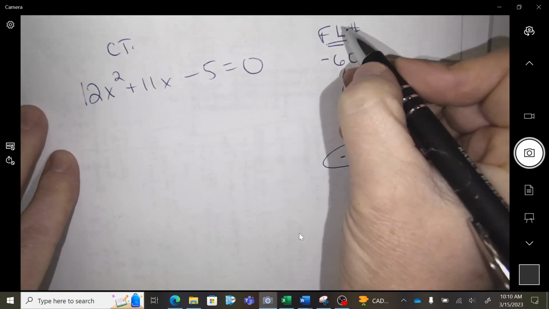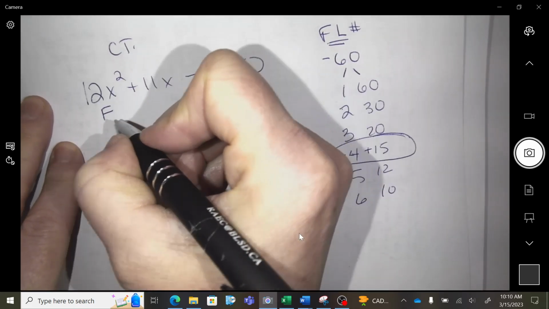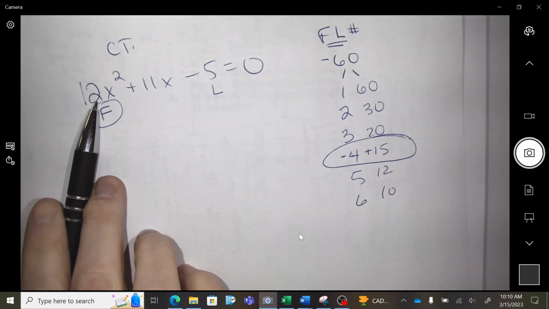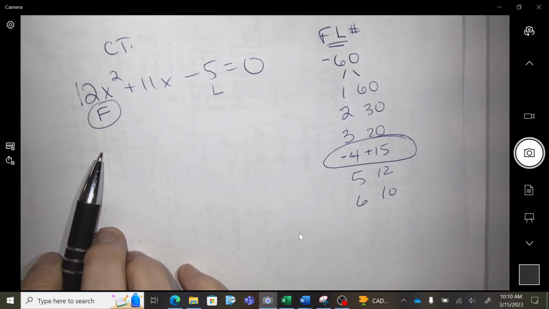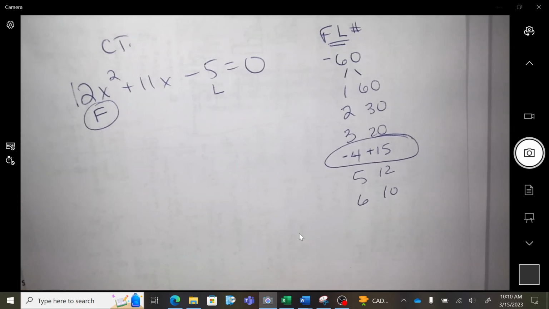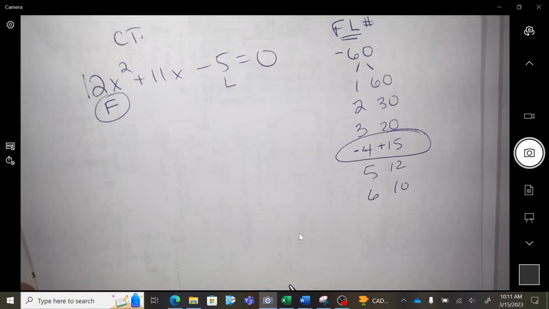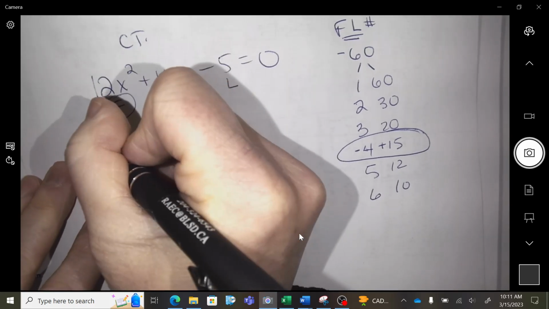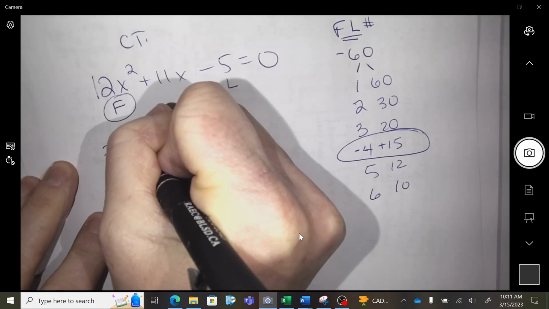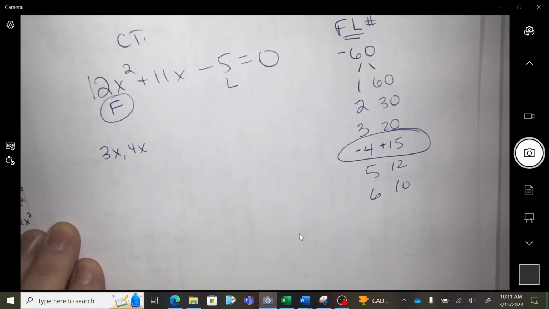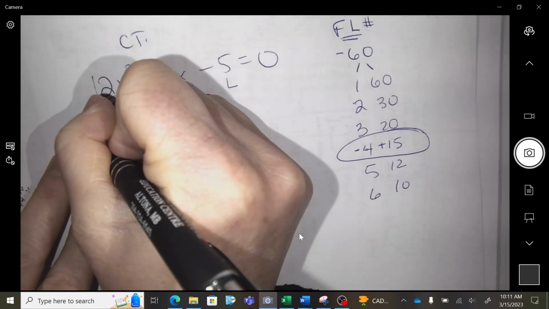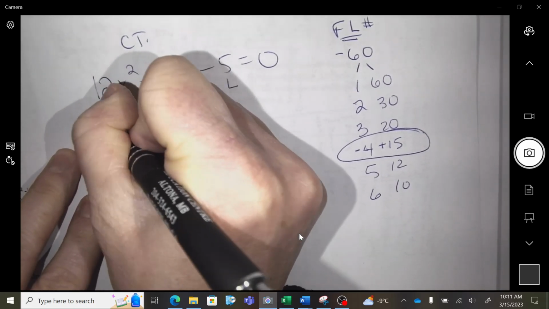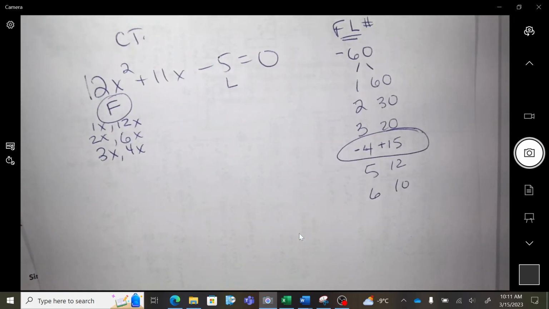Now, how did I get the FLU? So what could I possibly have done to get the F? How could I make 12x squared? Give me some options. What could multiply to get you 12x squared? Oh, 3 and 4. 3x and 4x. What else? 6x and 2x. 1x and 12x. That's it.